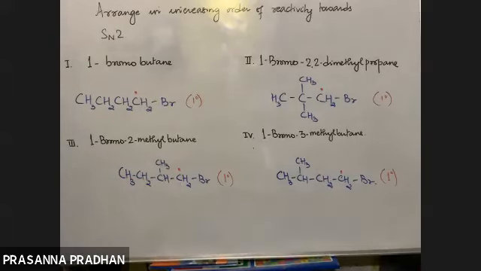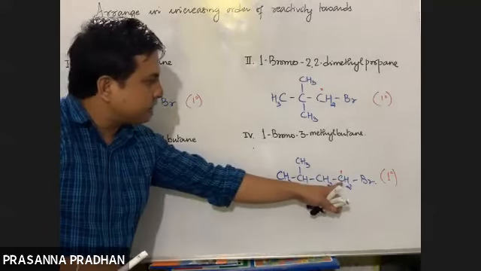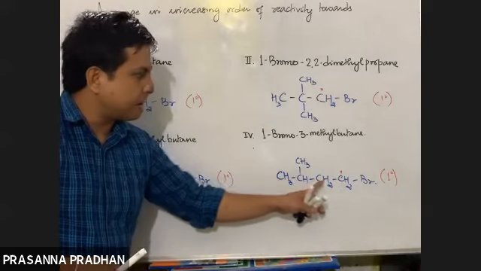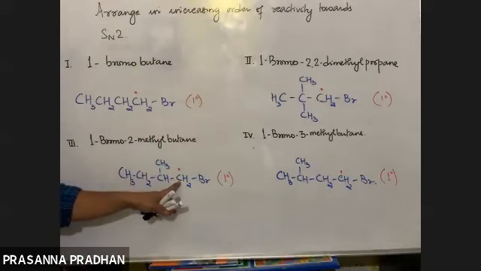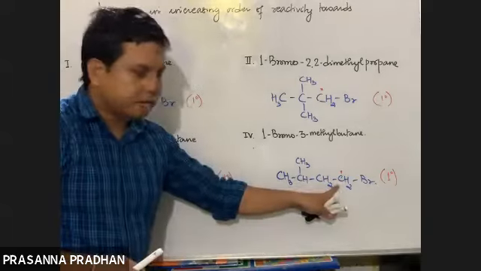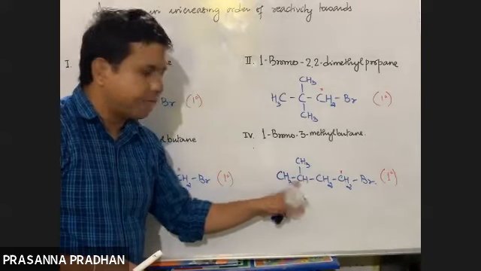So there is a very important NCERT based question. Here we have an equal number of branches, but if the branching is closer to this electron deficient carbon atom, then the attack of the nucleophile becomes difficult. Here it becomes difficult for the nucleophile to attack this carbon as compared to here. Here there is a branching, but it's quite far.